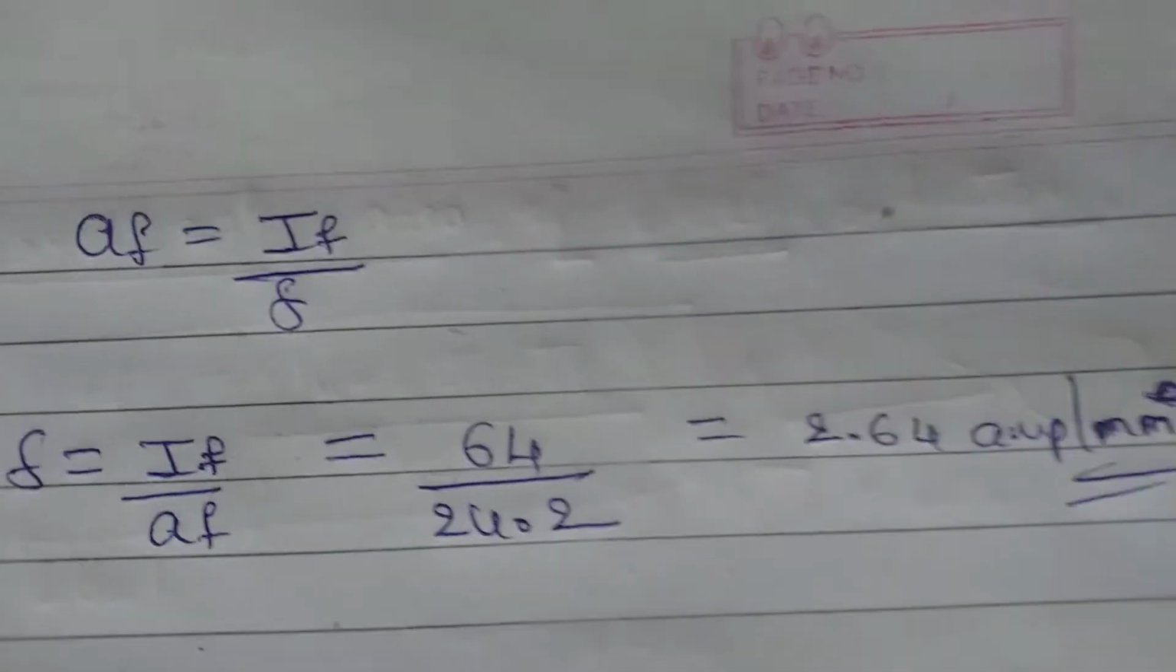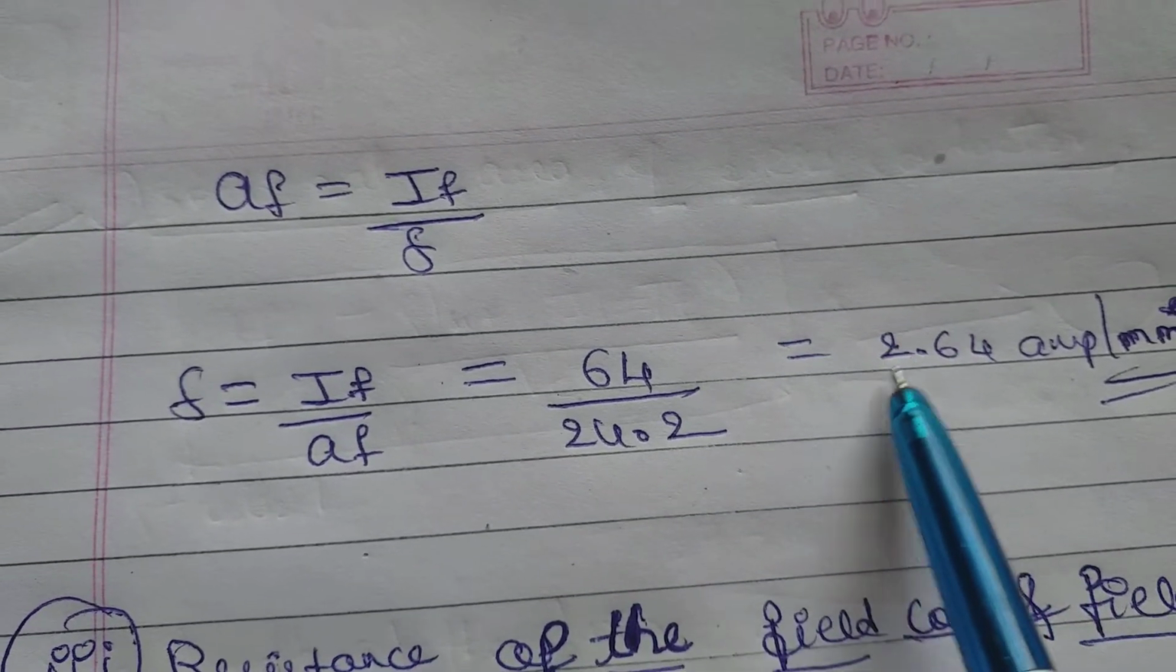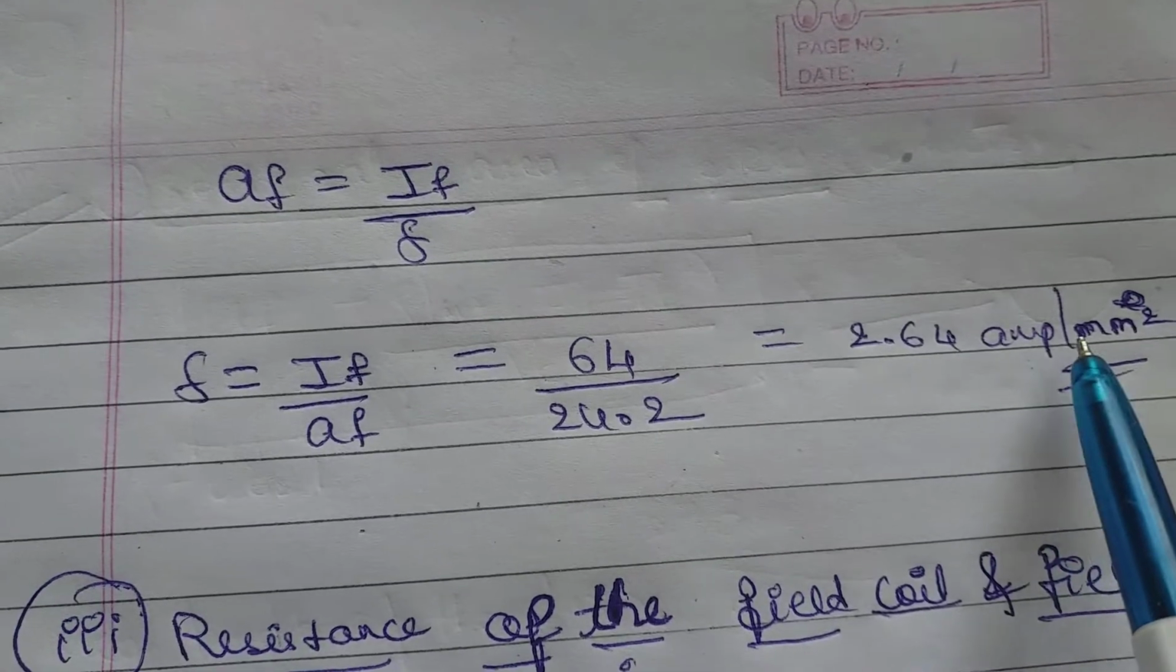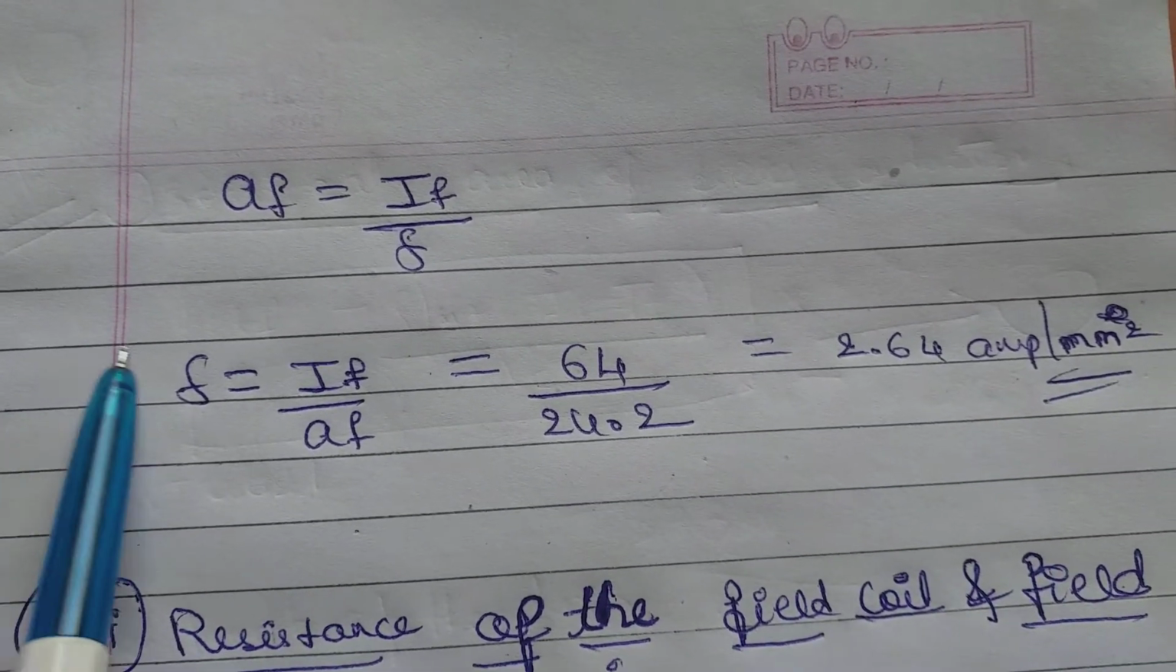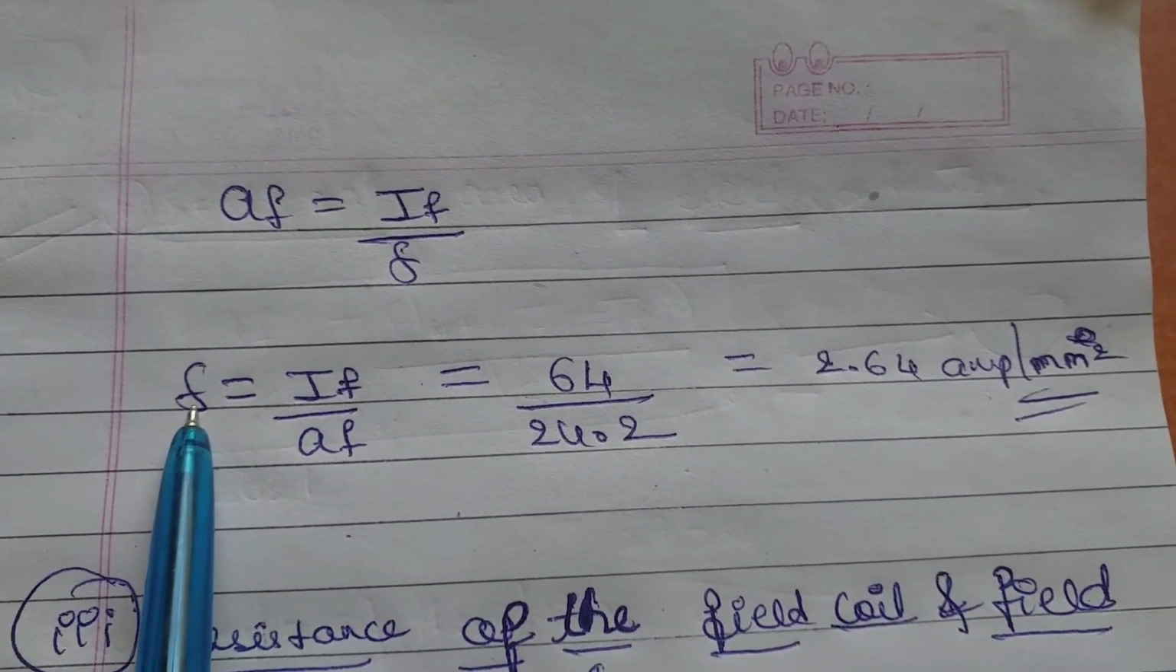So if we substitute both these values here, what are we getting? We are getting 6.24 ampere per millimeter square. That's the value of the current density, which is quite satisfactory.